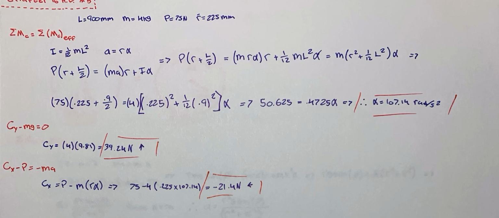So first we can equate the system of external forces to the system of effective forces. And we know that I is equal to 1/12 times mL squared, and a is equal to r alpha. Using those and the equated forces, we can then come up with this equation on the right hand after combining them. And we can plug in our knowns to that equation and solve for the angular acceleration, which is 107.14 radians per second.